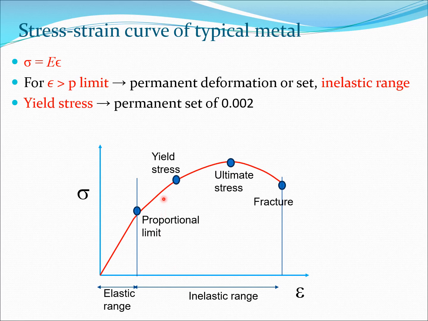Now let's look at some of these definitions. So we can see here that when epsilon is greater than the proportional limit, the permanent deformation or set starts taking place. And when this permanent deformation is 0.002, that is the point where we say we have the yield stress. So that's the essential definition here.